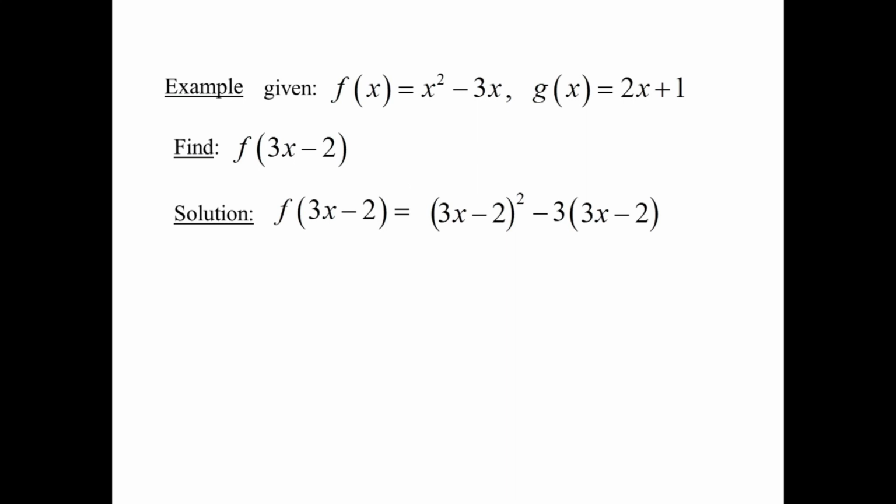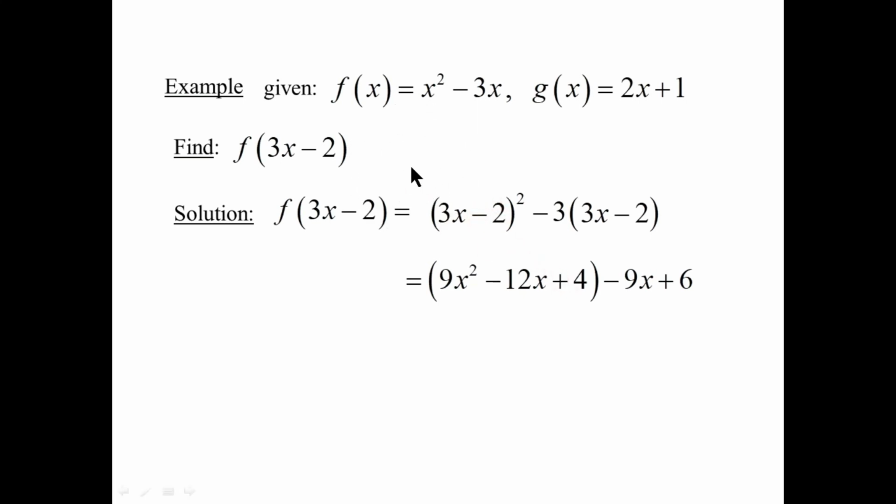The next line could look like this, and it would look like that because when you square a two-termed expression, this is a two-termed expression being squared. When you square a two-termed expression, you always take the first term and square it, so 9x squared, double the product of the terms, so this would be minus 6x doubled, which is minus 12x, and then add the square of the last term, which is 4.